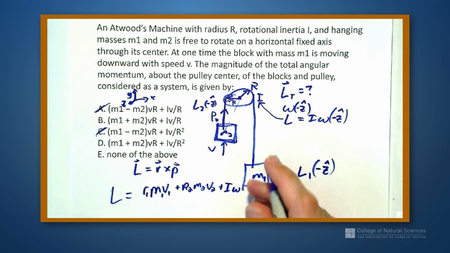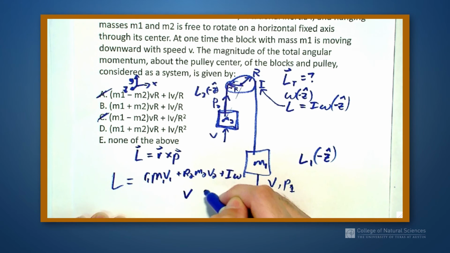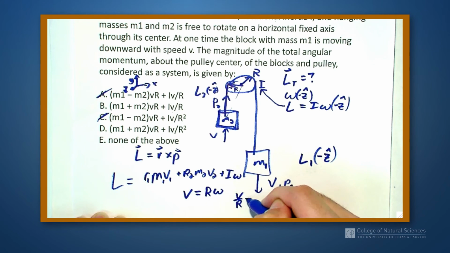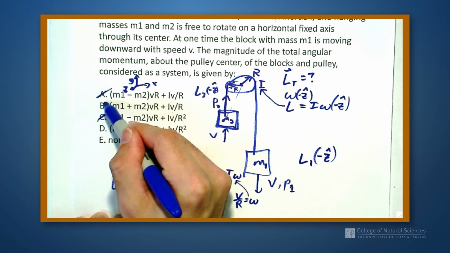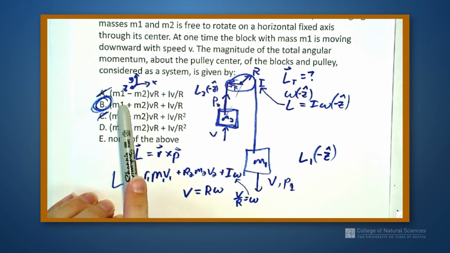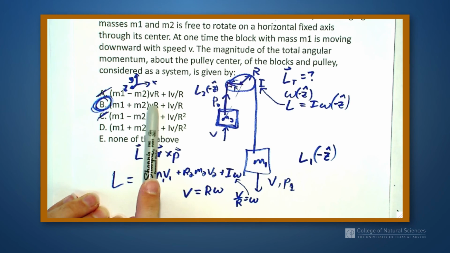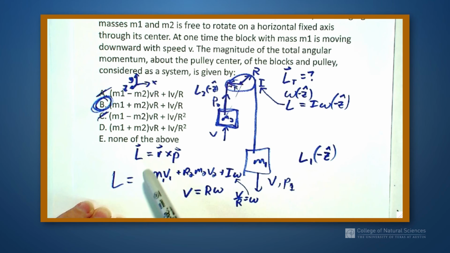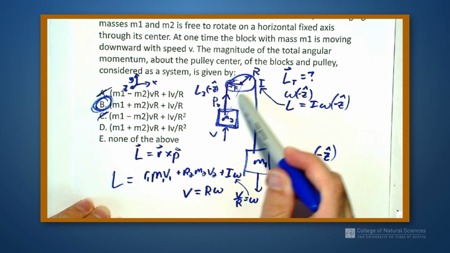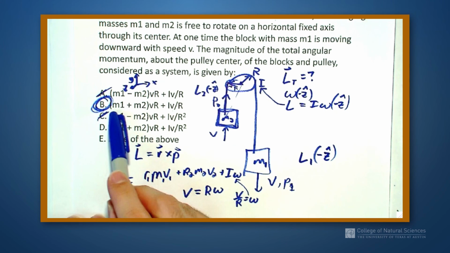Well, the last equation that I bring in is that v is equal to r omega, or v over r is equal to omega. So when I substitute this in here, I find that answer choice B is my correct answer. I have the angular momentum of mass 1, the angular momentum of mass 2, because they both have momentum at a distance away, so they have a cross product. And I have the moment of inertia times the angular velocity to give me the angular momentum of the pulley itself. All three of them add together, so I should have plus signs all the way through.